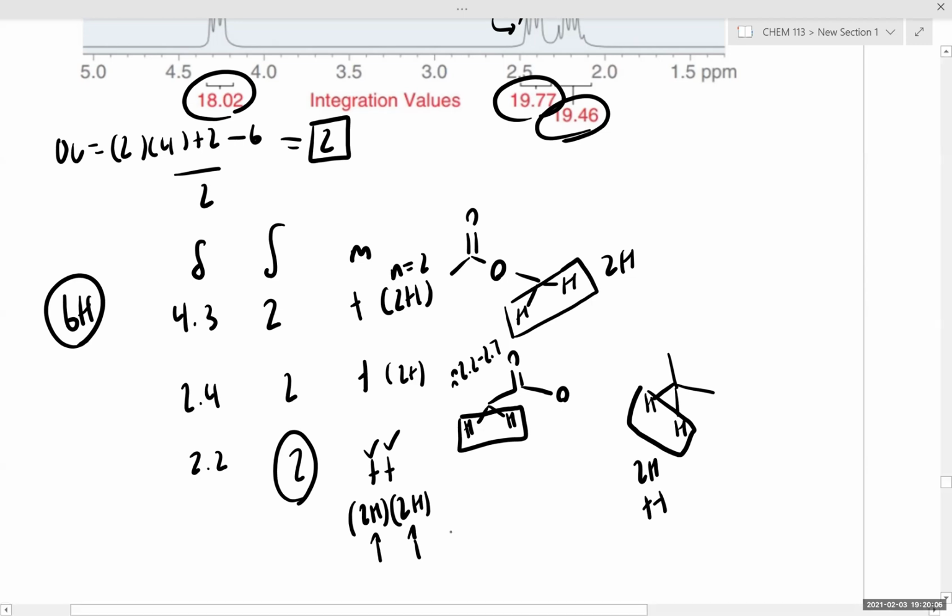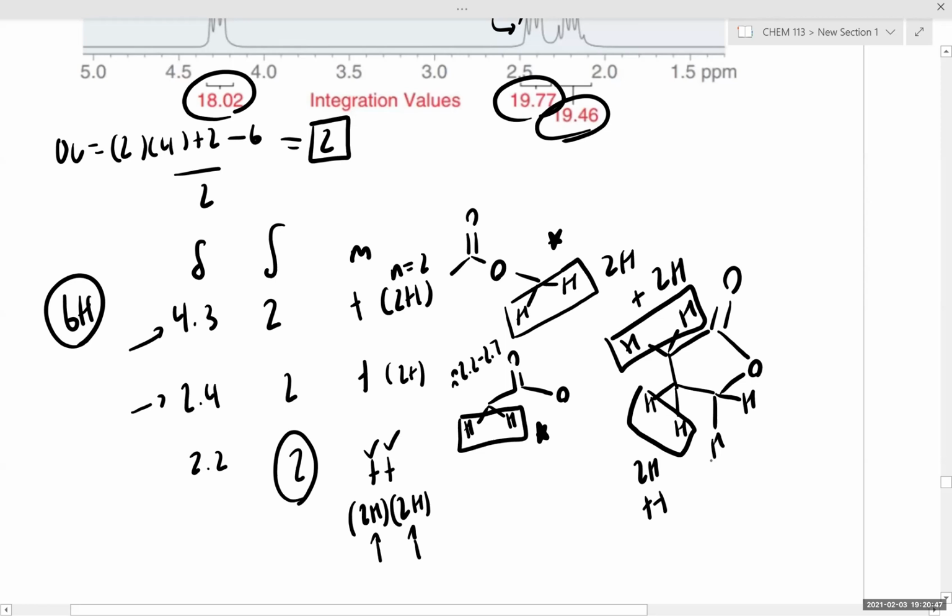Does everyone get what I'm sort of leading us towards here? If it's a triplet of triplets, it needs to be surrounded by 2 more CH2s, right? And what 2 CH2s do we have? What are the only CH2 groups we have in our molecule? These first 2, right? So then all we have to do is put our CH2 groups next to this middle CH2, right? This is our first 2 hydrogen signal that's a triplet. This is our second 2 hydrogen signal that's a triplet.